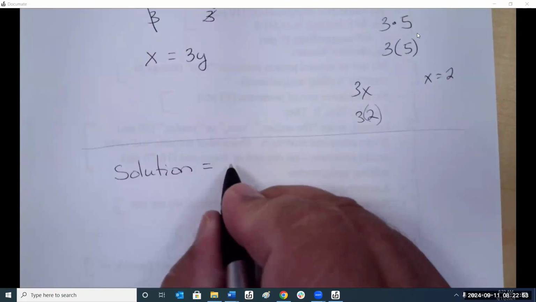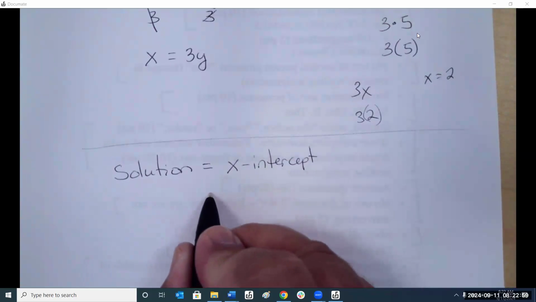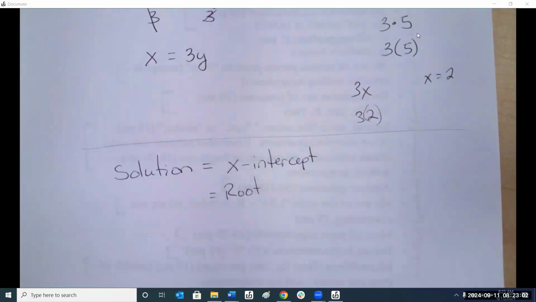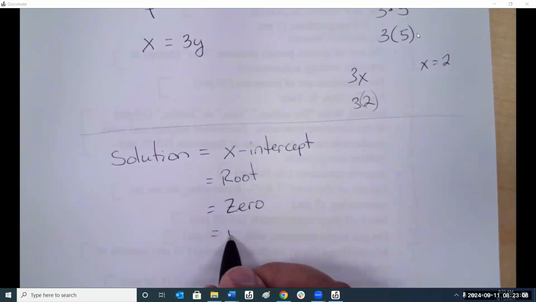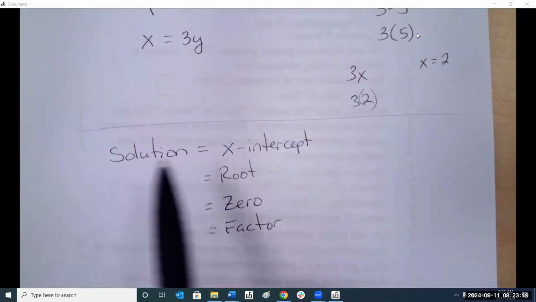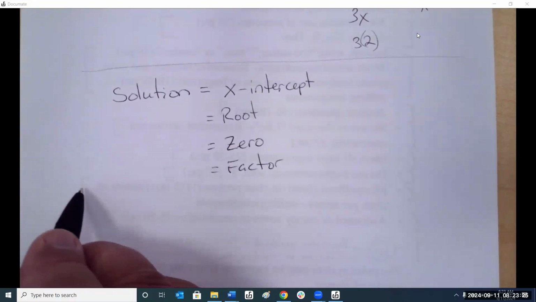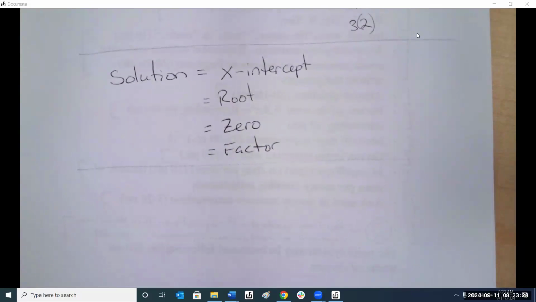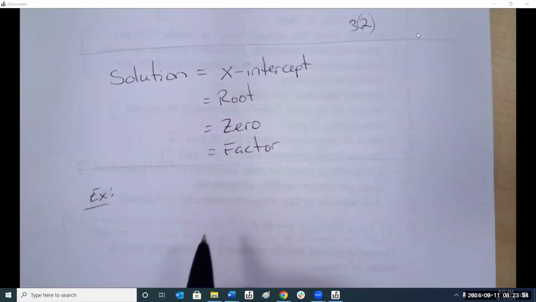So the word solution is the same as x-intercept, the root of the equation, which we're going to talk about later on, the 0, or the factor. All of those are synonymous. They're done the same way. So basically, if you're asked to solve it, you're finding the intercept. So get our brains working here.